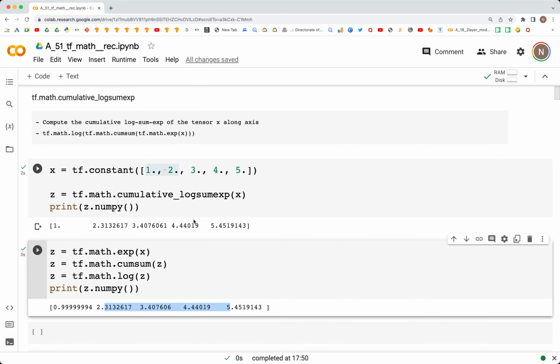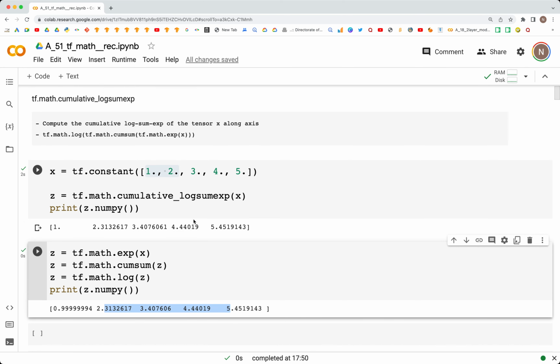So that's how we can calculate the cumulative log sum exponential for values in a tensor using the TensorFlow math library.